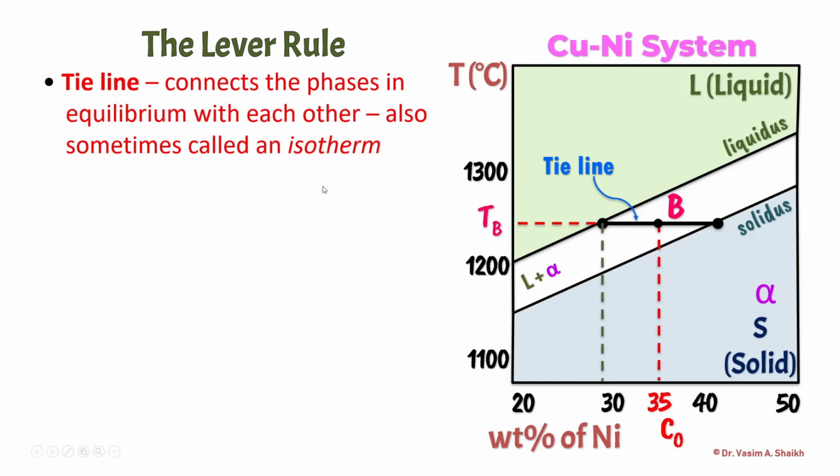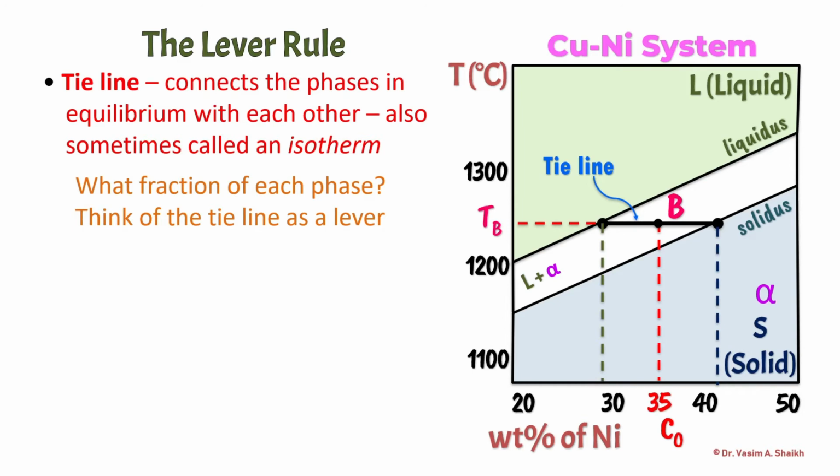And moving beyond that, what fraction of each phase is? Think of the tie line as a lever. So we are trying to find out what fraction of each phase is present there, and we know that here it is 29 and 42 and the original composition is 35. So let us name that particular area as R, which is between the original composition and the line which is drawn vertically from the liquidus line, and the other area as S. So we'll name that particular distance as S and this distance as R. So it is nothing but R and S.